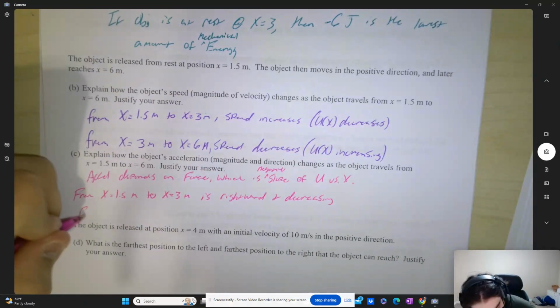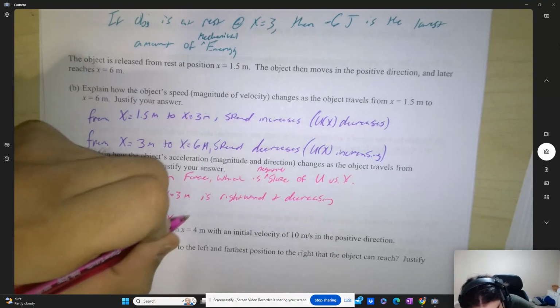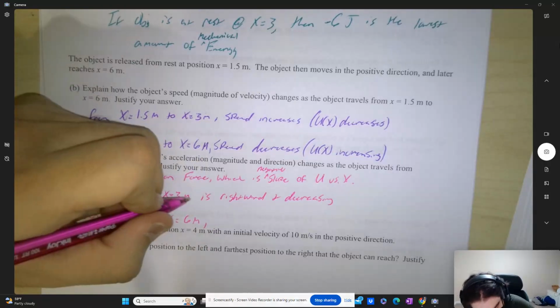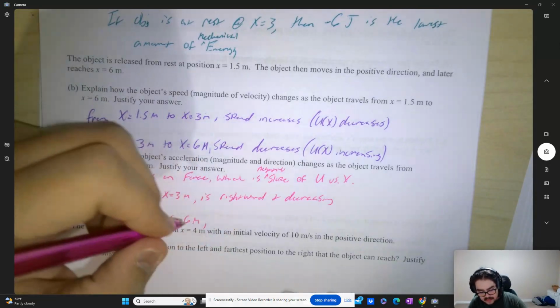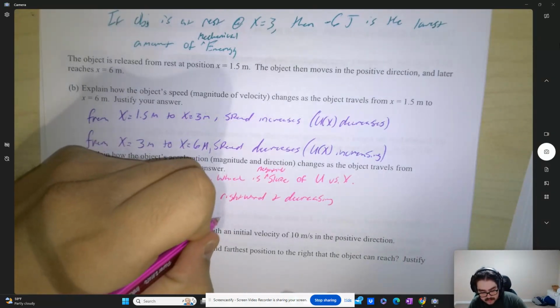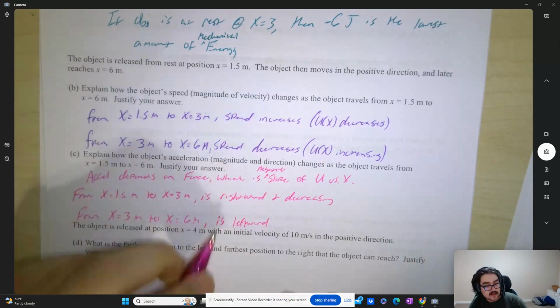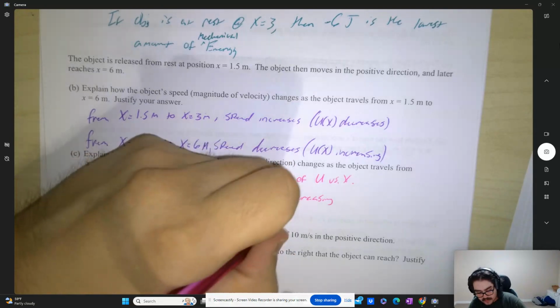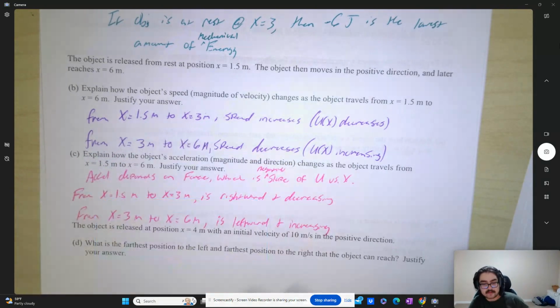Okay, from x equals 3 meters to x equals 6 meters, okay. Oh, I didn't write like a complete sentence, but I don't care, okay. I think you understand how it works, okay. From x equals 3 to x equals 6 meters, it is leftward, because the slope's getting positive, so it has to go in the negative direction, leftward and increasing, because it's getting more steep, okay?